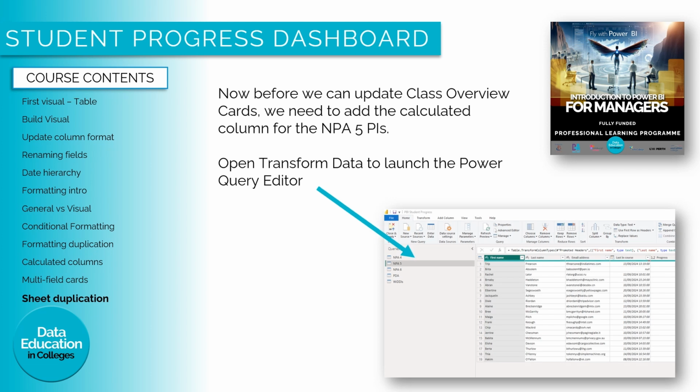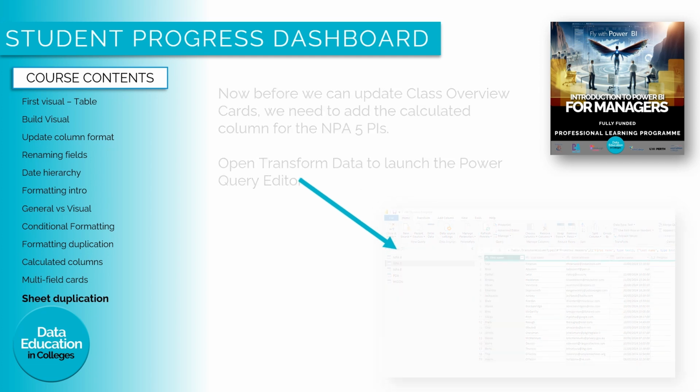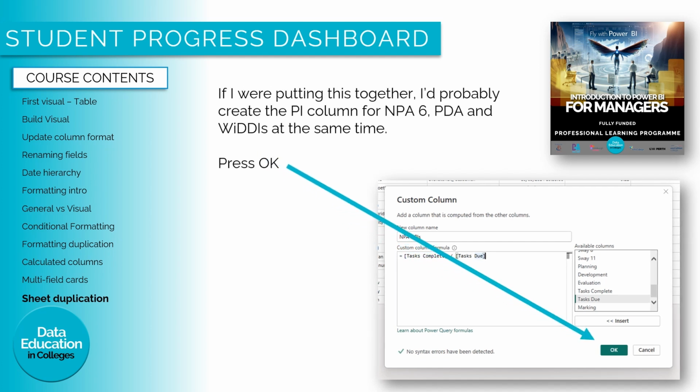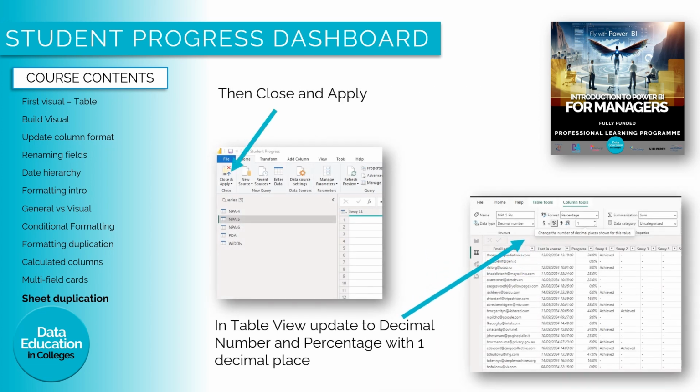Also, back to your Power Query editor, we need to calculate the PIs for the NPA5. So, give it the name NPA5 PIs, and then the formula task complete divided by task due. And as I said, I would probably do the other 3 sheets while I was here as well. Close and apply to apply it back. Update to percentage, 1 decimal place.